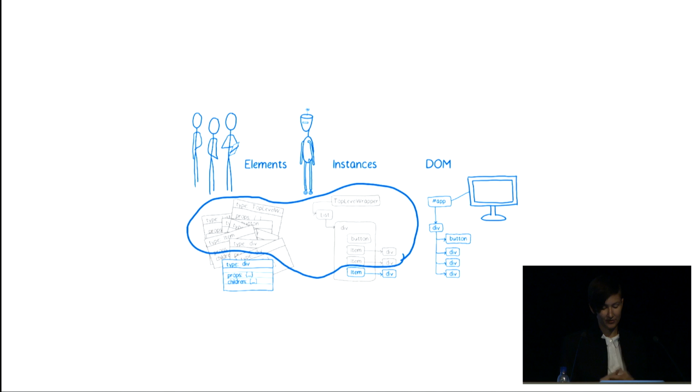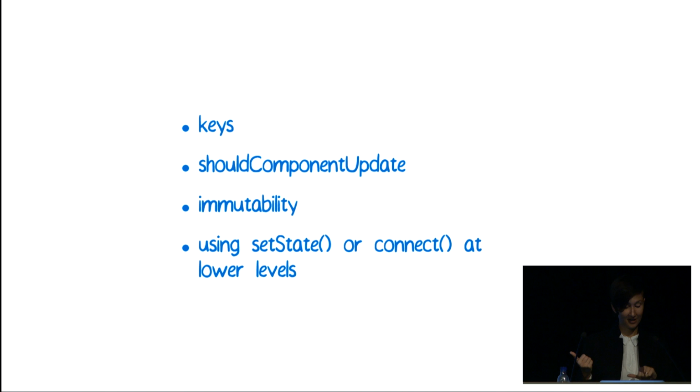So here are the techniques that we covered. Using keys to help React match previous instances to new ones. Using shouldComponentUpdate to short circuit the work lower in the tree, and how immutability factors into that. And using setState or connect lower in the tree so they can reduce work higher in the tree.